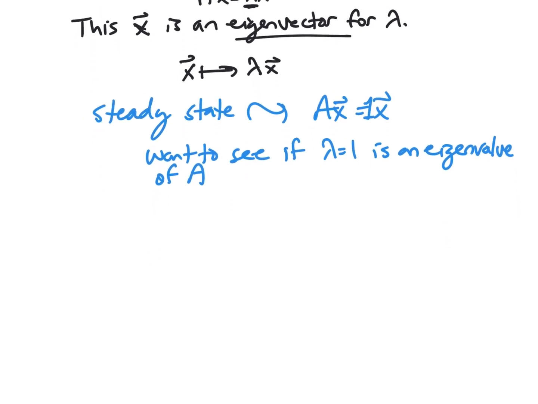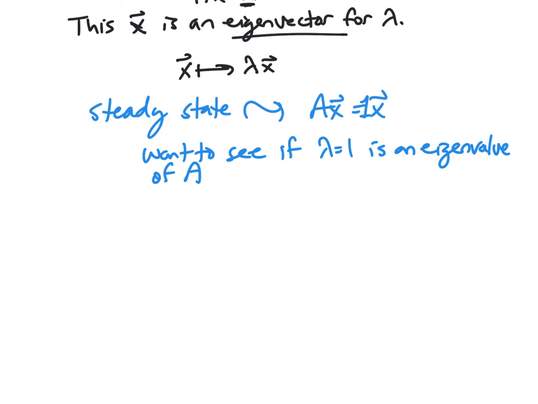So how does one figure out if this actually occurs? So let's think about this. We're going to go back to the more general case. So we've got Ax equals lambda x, right? Now I'm going to bring this over.